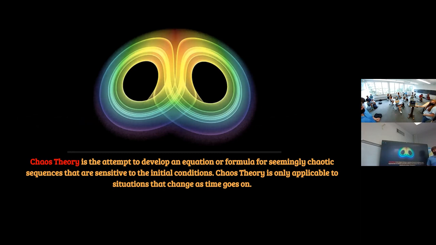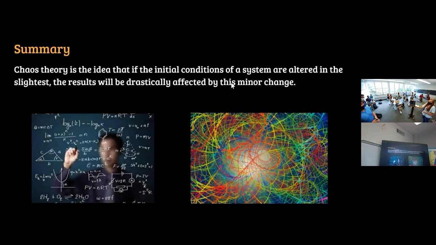So chaos theory is really the attempt to develop an equation or formula for seemingly chaotic sequences that are sensitive to initial conditions. And chaos theory is really only applicable for equations or situations that change as time goes on, which are also known as dynamical systems. It is also very dependent upon initial conditions of a system. And it's the idea that if you slightly change these initial conditions, it can completely cause your results to be drastically changed by a lot.